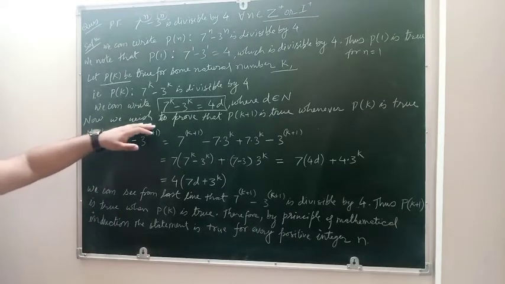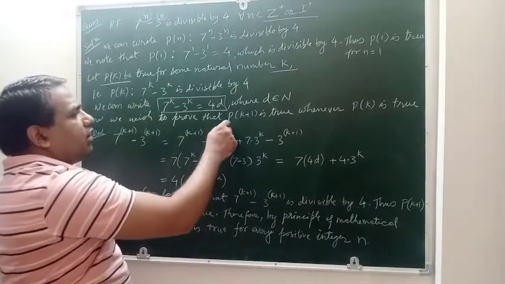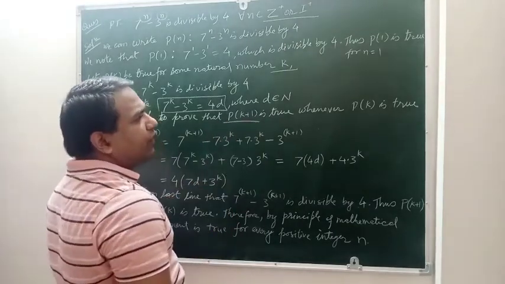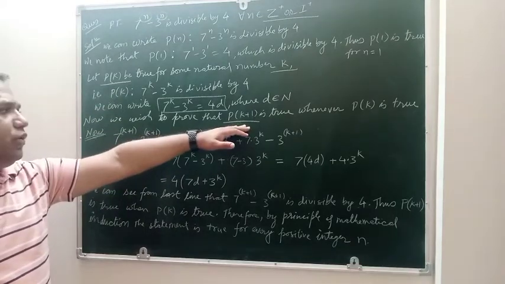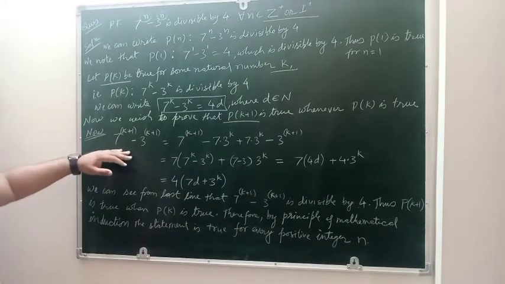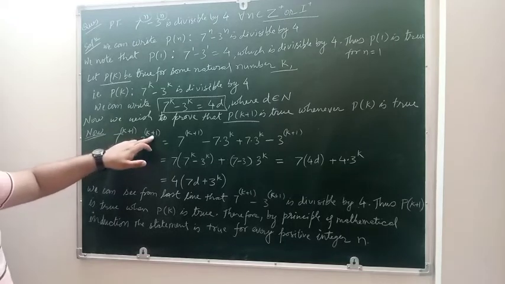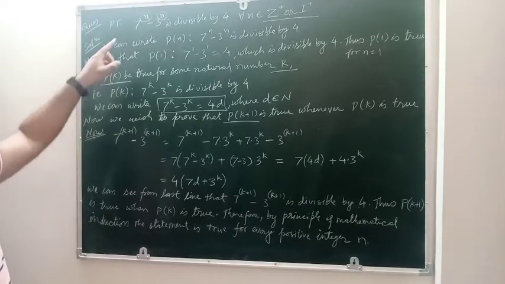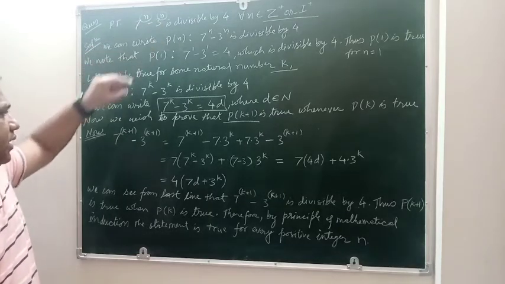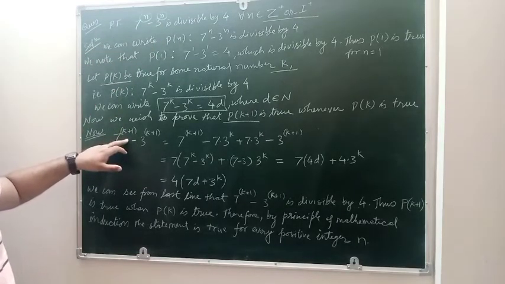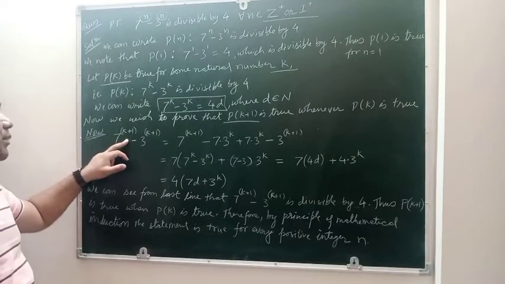Now we wish to prove that P of k plus 1 is true whenever P of k is true. So P of k plus 1 we have to find out. So for that what we are doing is 7 power k plus 1 minus 3 power k plus 1. I have replaced n over there. In the question you can see n is written over there. So what I am doing is I have to prove for k plus 1. That's why I have replaced n by k plus 1.